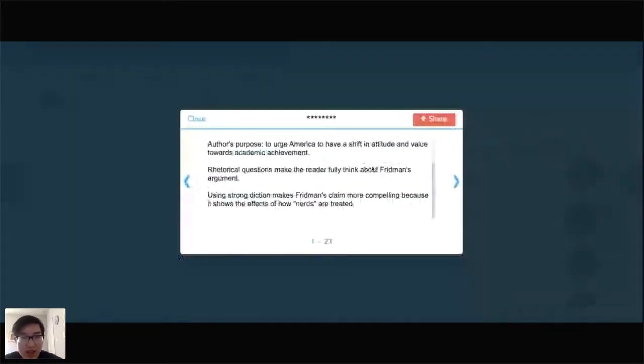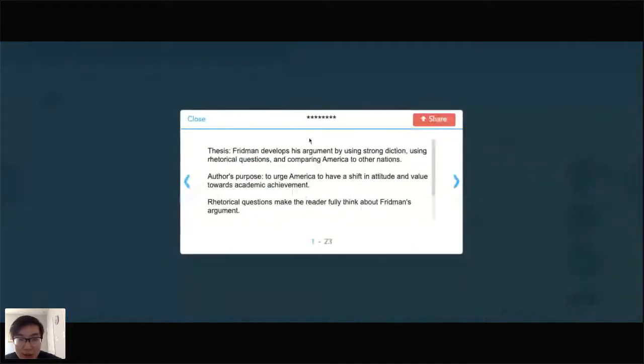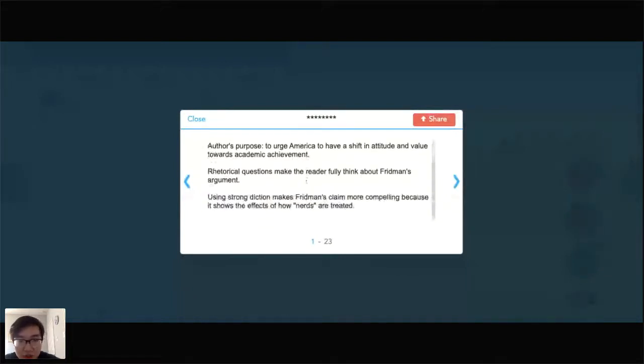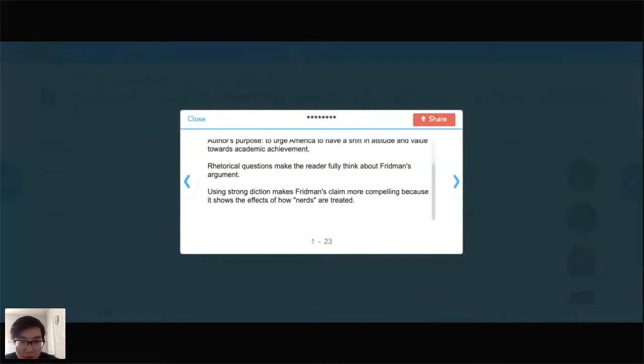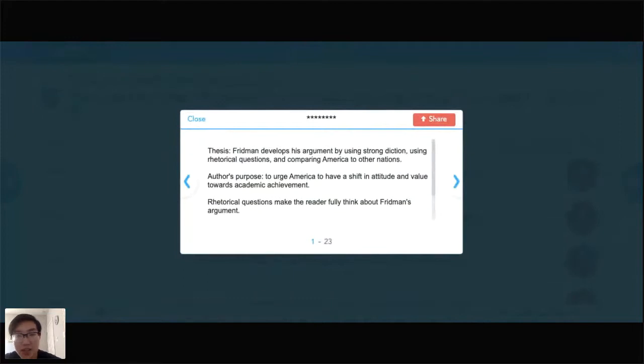Okay. So the thesis here: Friedman develops his argument by using strong diction, using rhetorical questions, and comparing America to other nations. Author's purpose: to urge America to have a shift in attitude and value towards academic achievement. Rhetorical questions make the reader fully think about Friedman's argument. Using strong diction makes Friedman's claim more compelling because it shows the effects of how nerds are treated.